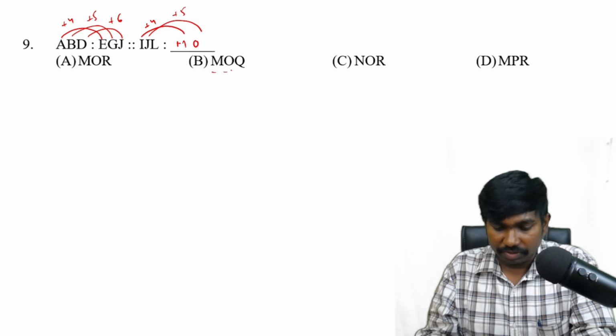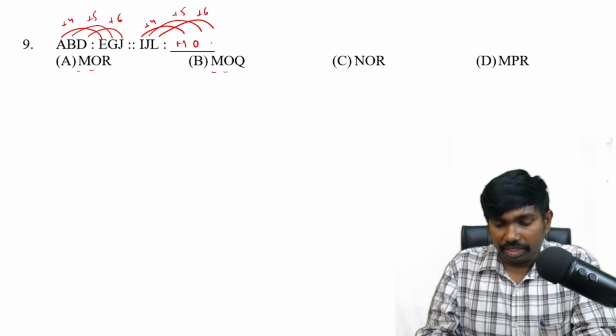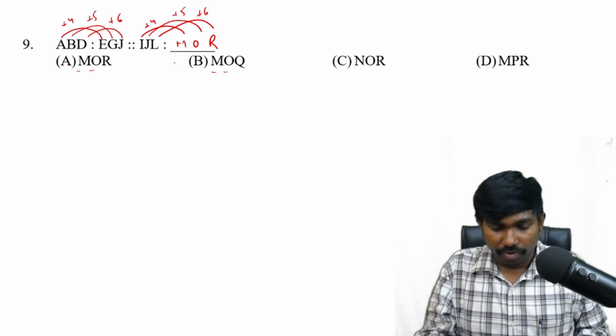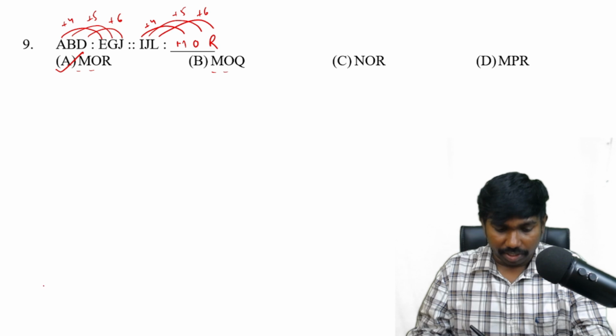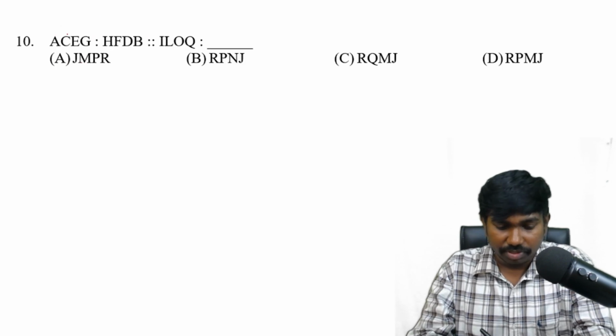Yeah, there are two options with M, O. Next is L, 12. 12 plus 6 is 18. The 18th letter is R. M, O, R is the answer. That is option A. Yeah, next question. 4 letters. Still the same process. So first letter to first letter plus 7.